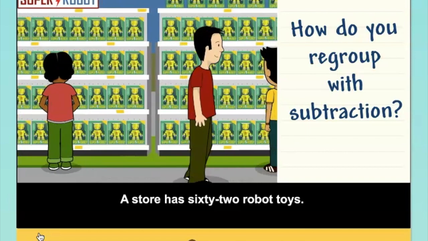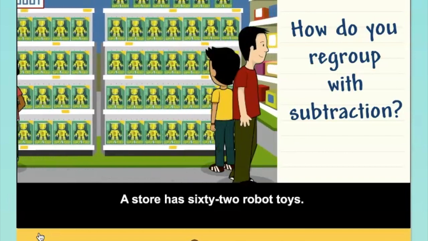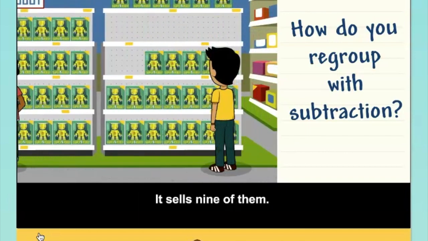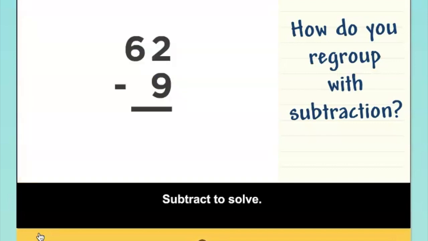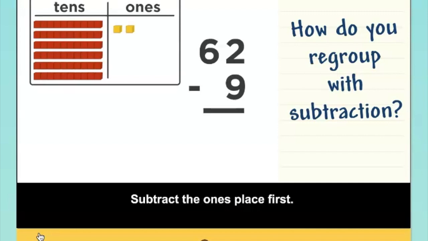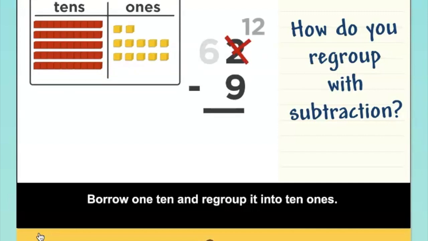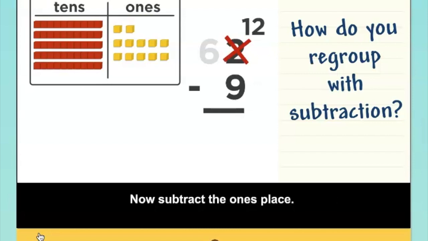A store has 62 robot toys. It sells 9 of them. How many are left? Subtract to solve. Subtract the ones place first. Borrow one 10 and regroup it into 10 ones. Now subtract the ones place. What is 12 minus 9?